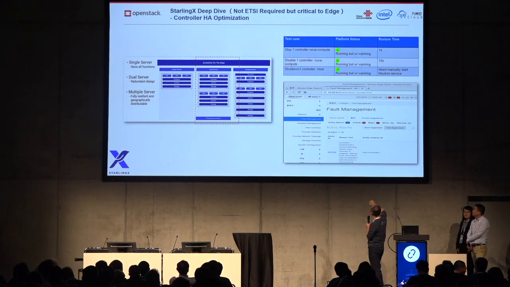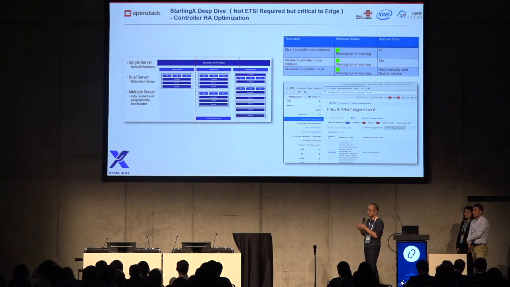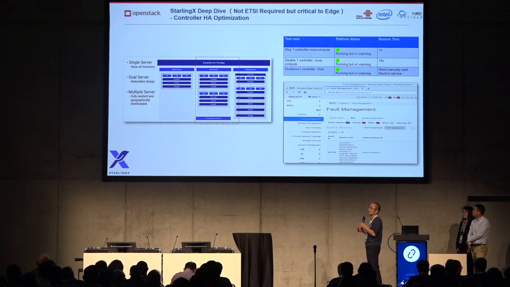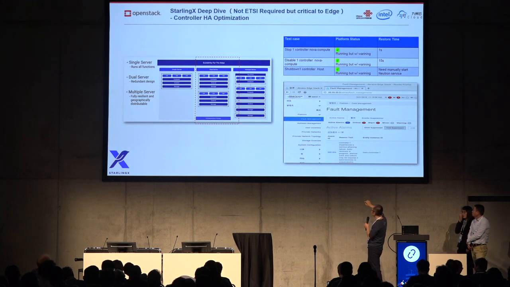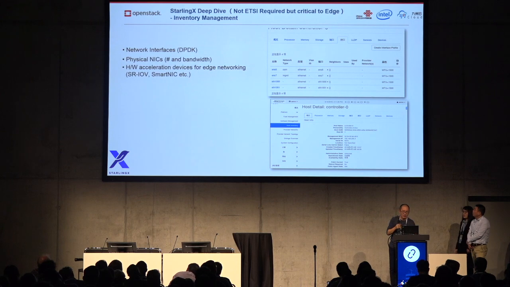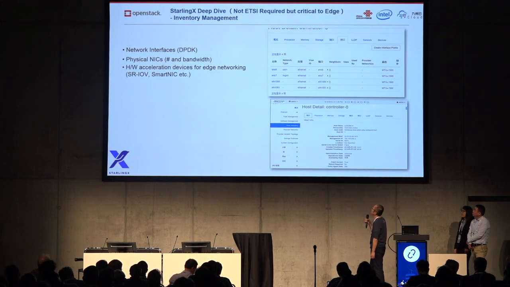Again, this is the UI snapshot. We can see that during our validation, after we disable, stop, or shut down the node, the warning and the alarm will be shown in the fault management page, which is very visible management. And the next is the inventory management.